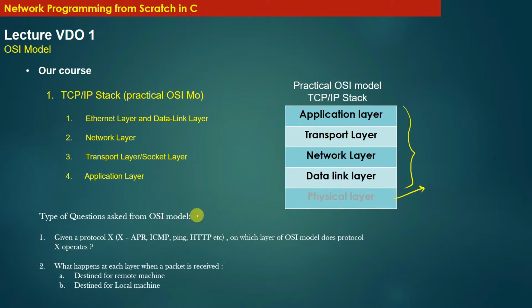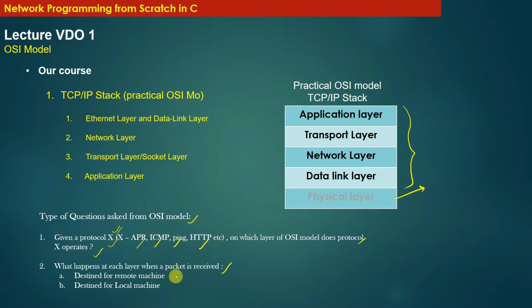The types of questions that are usually asked from the OSI model are these: given a protocol X, where X could be any protocol, it could be the ARP protocol, ICMP, ping, HTTP, etc., you can be asked on which layer of the OSI model this protocol X operates. Unless you understand the TCP/IP stack or the OSI model fairly well, and unless you have knowledge of the protocol X, you can't be comfortable in answering this question.